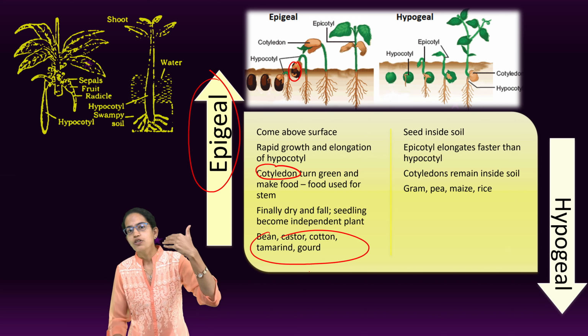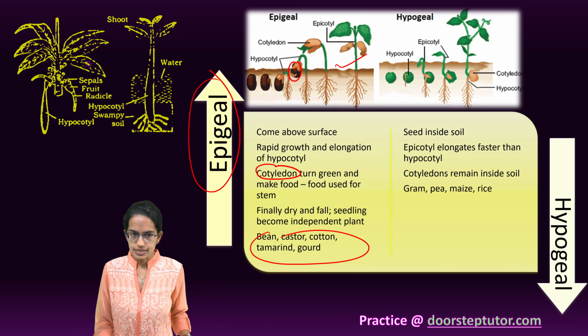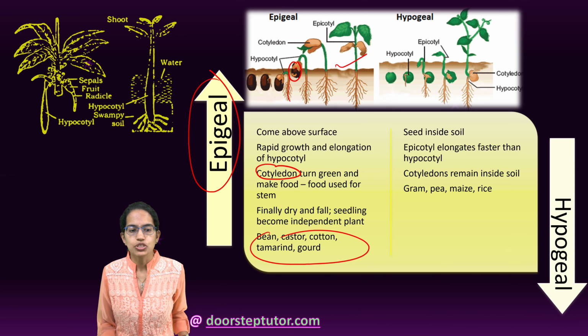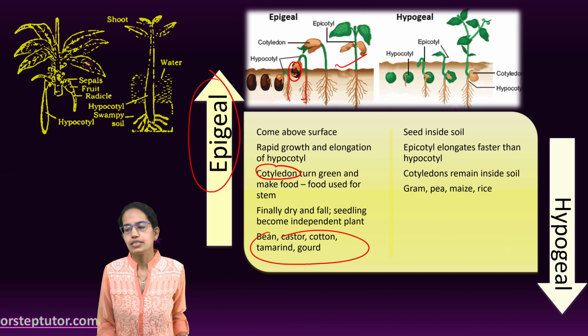Seedlings start to become independent plants at a later stage, but here the elongation of the hypocotyl, which is the lower section that helps in elongation and growth, appears at first.